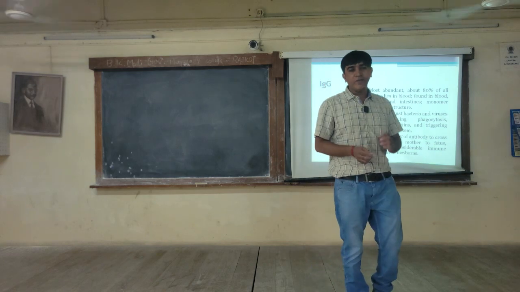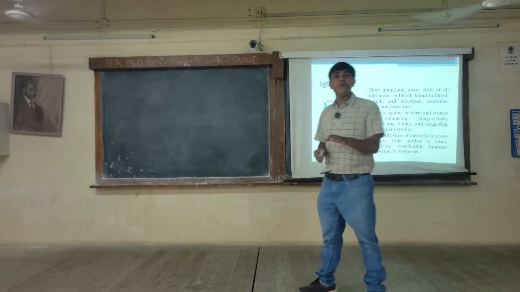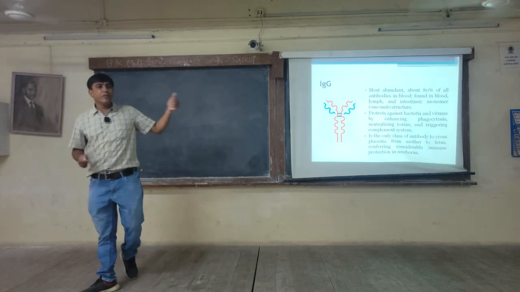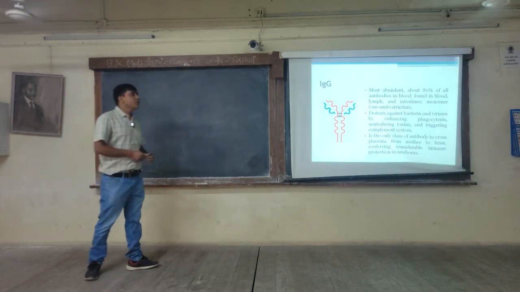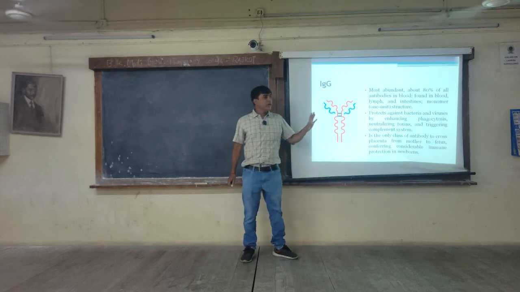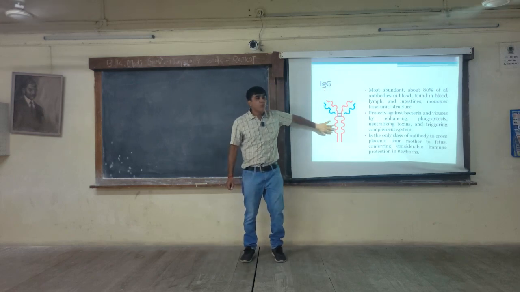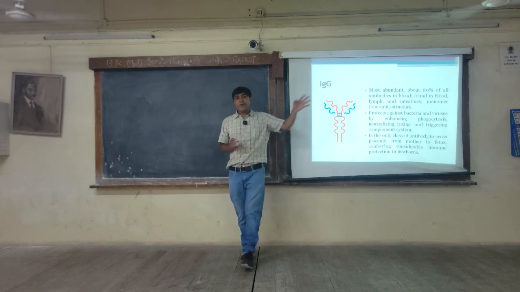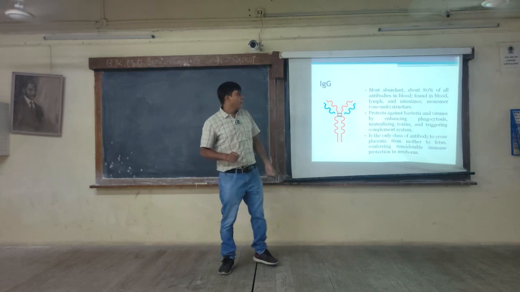This is the reason why some diseases won't infect a kid up to 6 months of age. So, because of the IgG molecules, this is the most abundant. About 80% of all antibodies in the blood are IgG molecules. It is a monomer. It's a single unit structure. IgM is a pentamer. We will discuss later on. Okay.